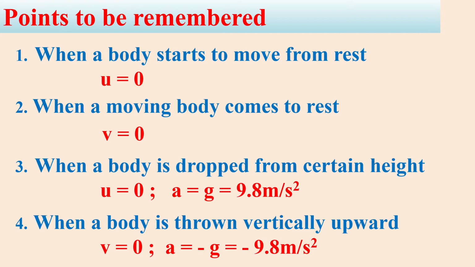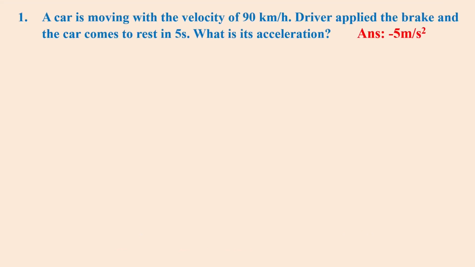After this much understanding, we can take a few examples which make you clear about these conditions. Look at this. A car is moving with the velocity of 90 km per hour. What is given here? Initial velocity is given, that is 90 km per hour. We can convert this into meter per second. The driver applied the brake. If the brake is applied, then final velocity becomes 0. V is also given. And the car comes to rest in 5 seconds. 5 seconds is the time. U, v, and t, three pieces of information are given. What is its acceleration? Acceleration is the question.